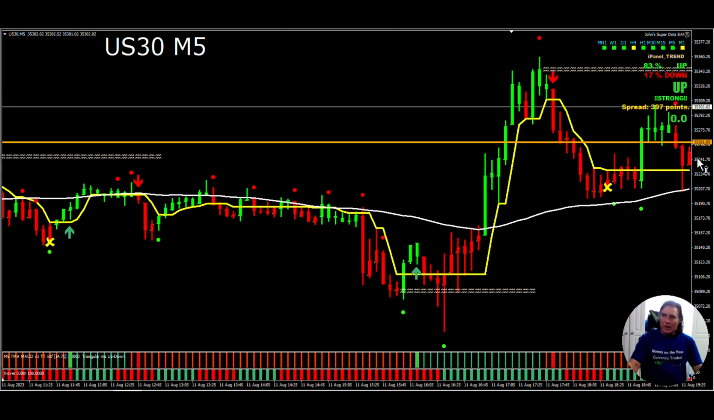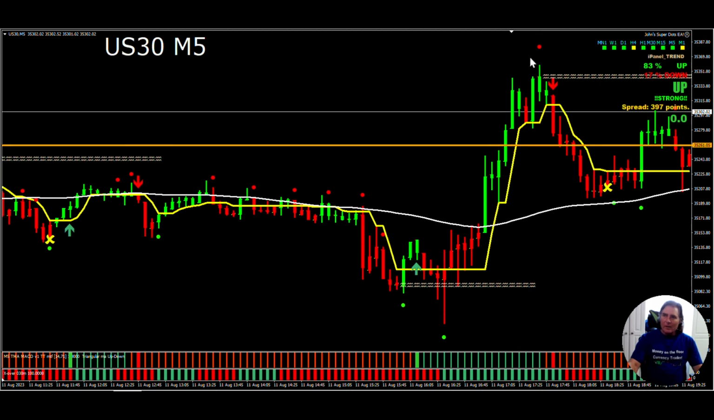Let's squinch the chart down just a little bit, and we got our infamous red dot, which is for the 3-4 RSI reversal dot. The RSIs are telling us they crossed, and we have bearish momentum.